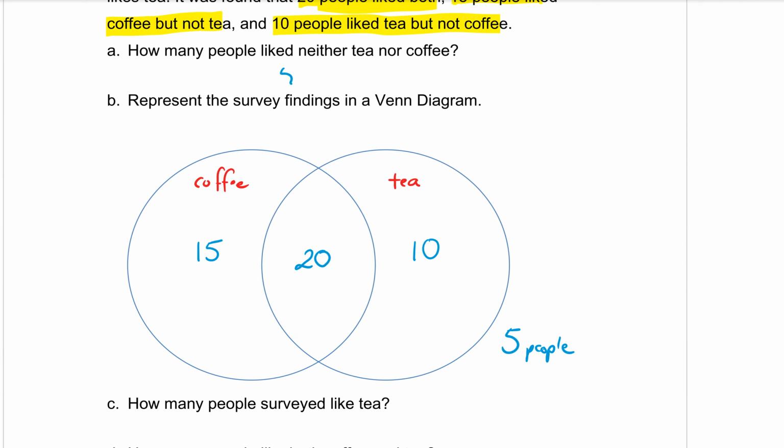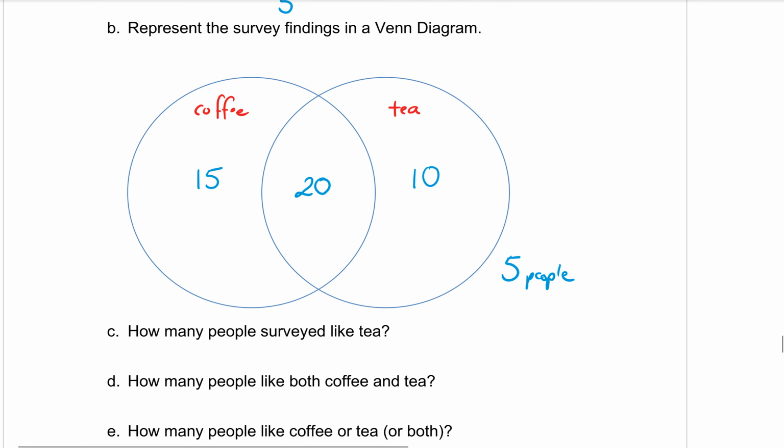There are 5 people who didn't like tea or coffee. Part C, how many people surveyed like tea? Well, that's everything that's inside the tea circle. Yes, some of those people liked coffee as well, but there are 30 people who liked tea inside that tea circle. How many people liked both coffee and tea? That's the overlapping section. There are 20 people who like coffee and tea.